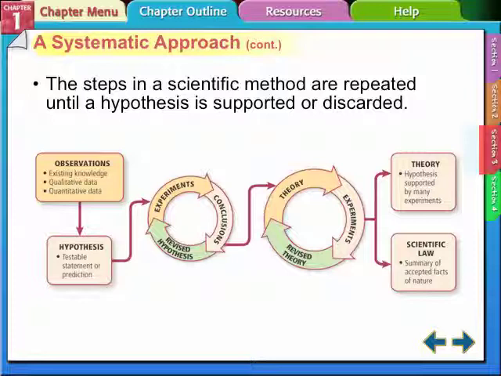A scientific law, your book always talks about it being a summary of accepted facts of nature. I think about a scientific law in terms of the how. It's not the why. The theory talks about the why, and it uses the evidence of why we're descended from ape. Okay, how do we know that that's true? Because we can now look at DNA and show 95% certainty.